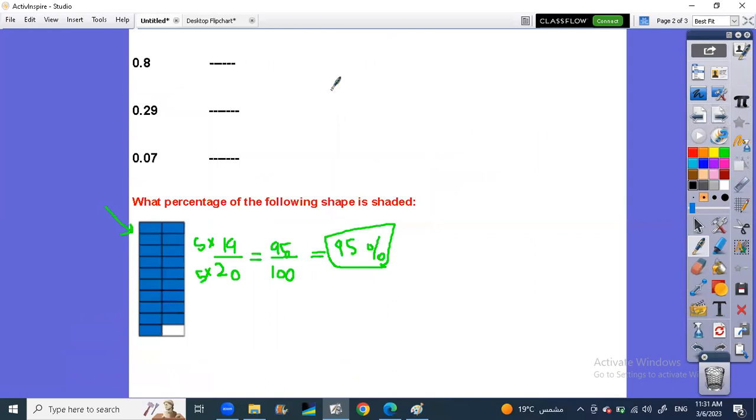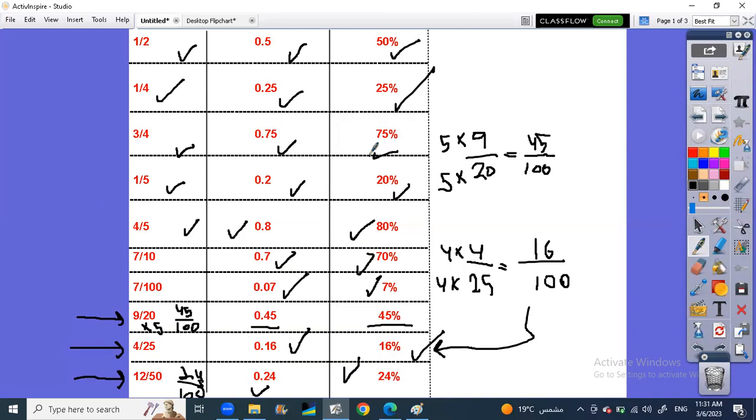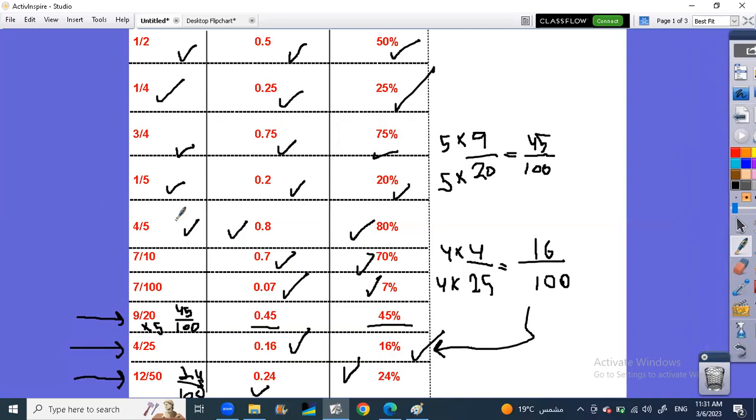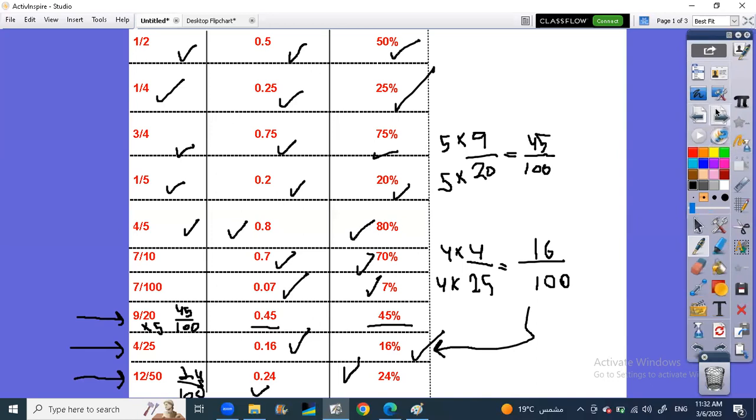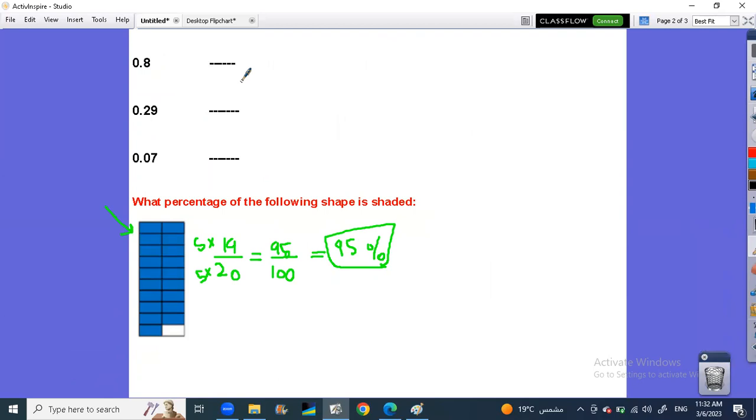All right, now we learned everything about changing the fractions into decimals and into percentages. How can I change the decimals into fractions and percentages? This is 0.8. How can I make it into a fraction? It is 8 in the tenths place, so it is 8 tenths, which means 8 over 10.